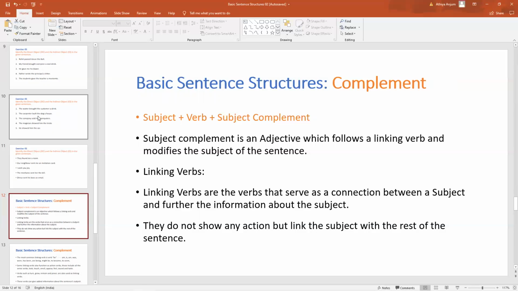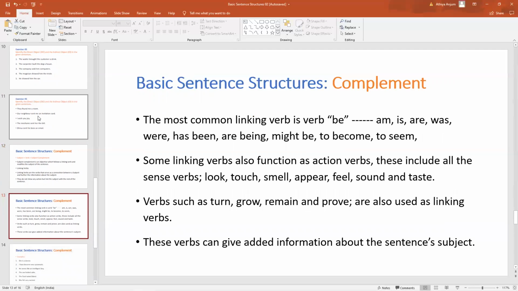So, what are the linking verbs? You should have an idea about the linking verbs. They directly do not show you action. Most of the linking verbs just serve as a connection between the subject and further information about the subject. These verbs are called linking verbs. They do not usually show action but link the subject with the rest of the sentence. But there are a few linking verbs which also directly denote some action.